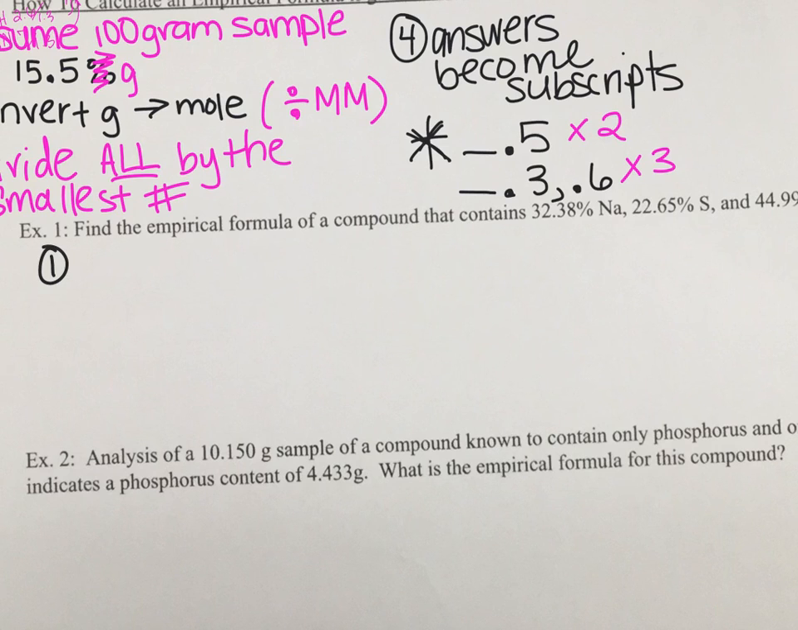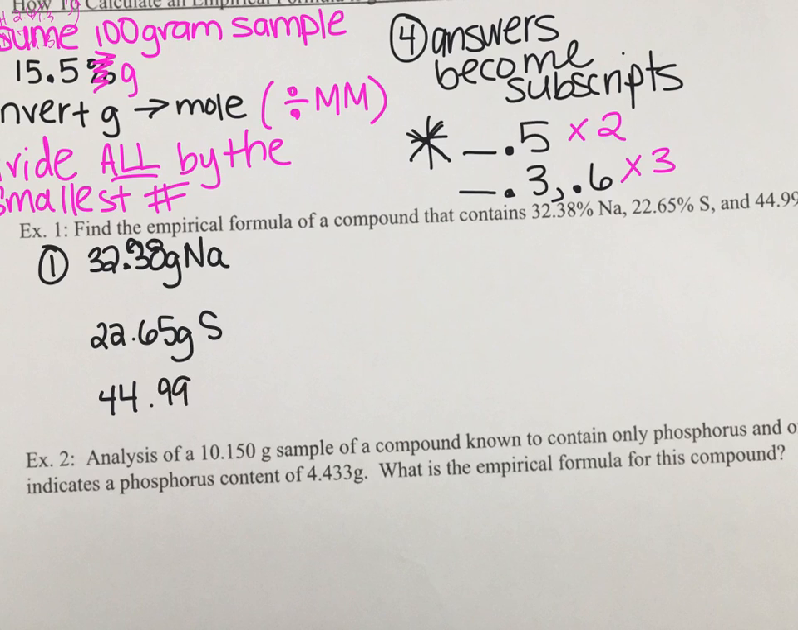So step 1. That would mean that we have 32.38 grams of sodium. We would have 22.65 grams of sulfur and 44.99 grams of, who's the last one? Sorry, oxygen. All right, so I just took care of step number 1.